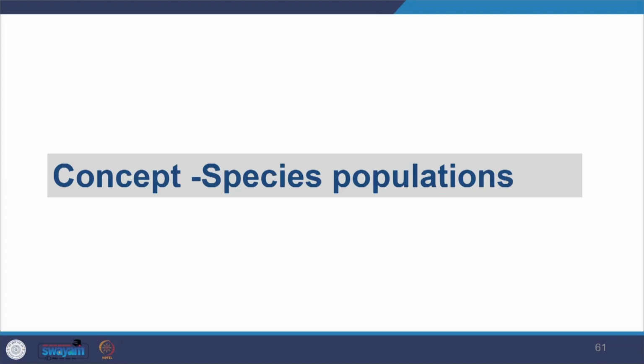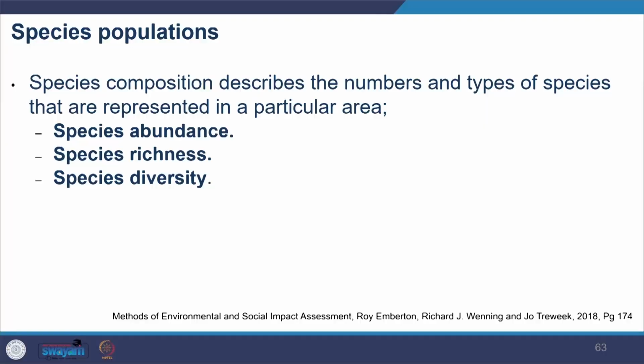Now, coming to another topic which we are looking at, species population. Species population means the composition, like what's the quantity and how the species are distributed. Species composition describes how many species there are, how many numbers there are of each species, and the types of species in that particular area of your concern.